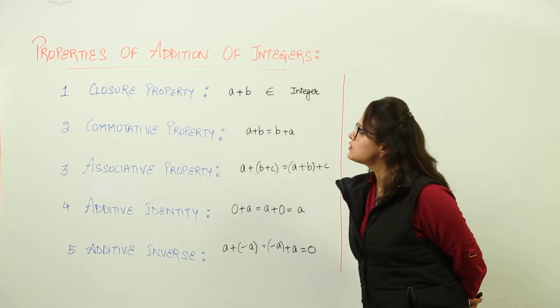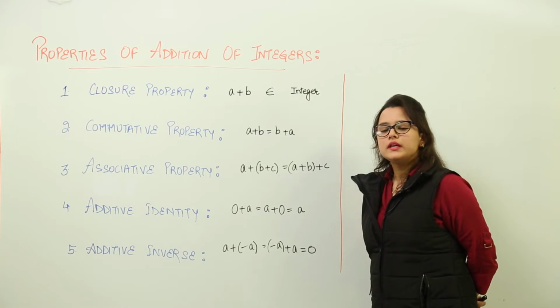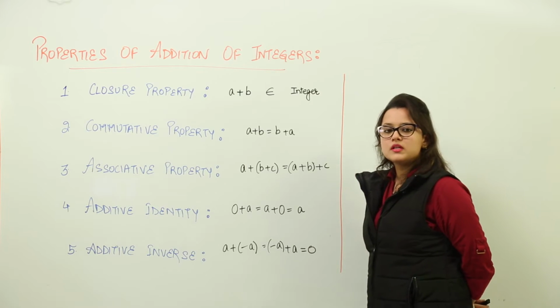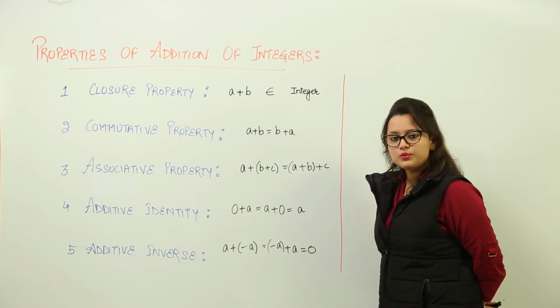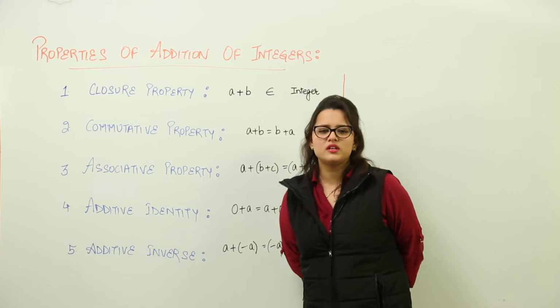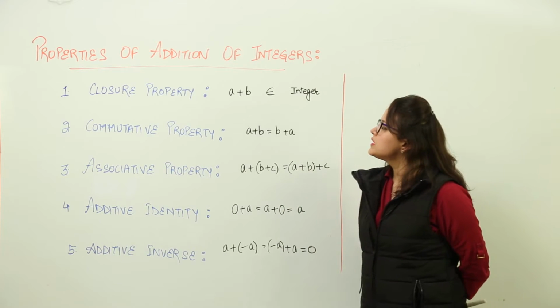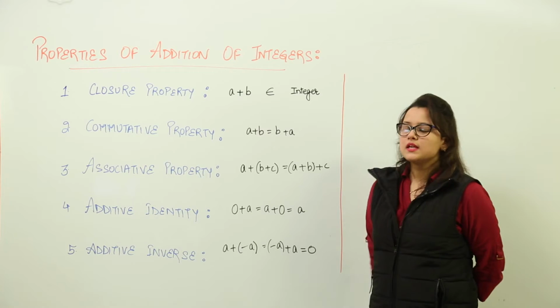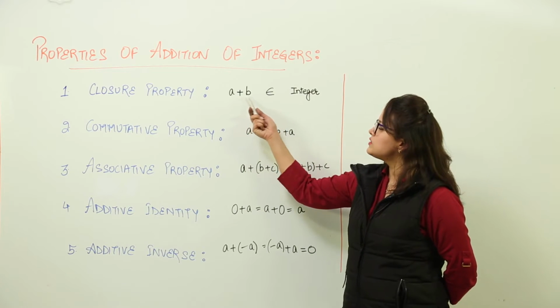Properties of addition of integers. Now let us discuss what the properties are while you are doing addition of two integers, or two or more integers also. So the first property is the closure property, which says that if you are adding any two integers, your sum will belong to the integers.